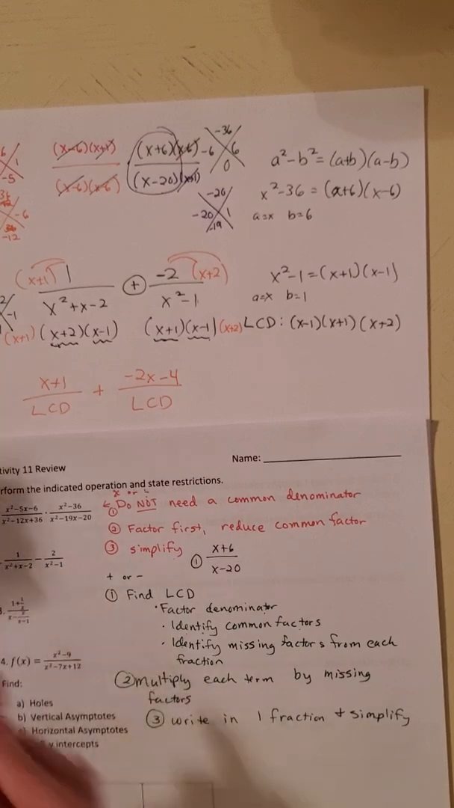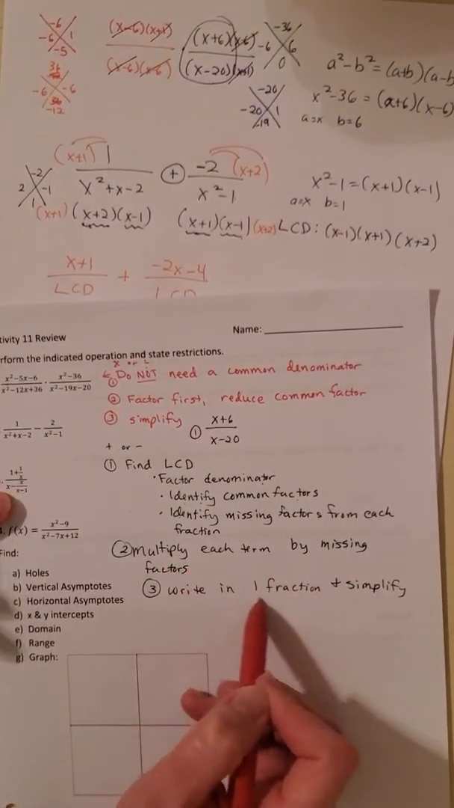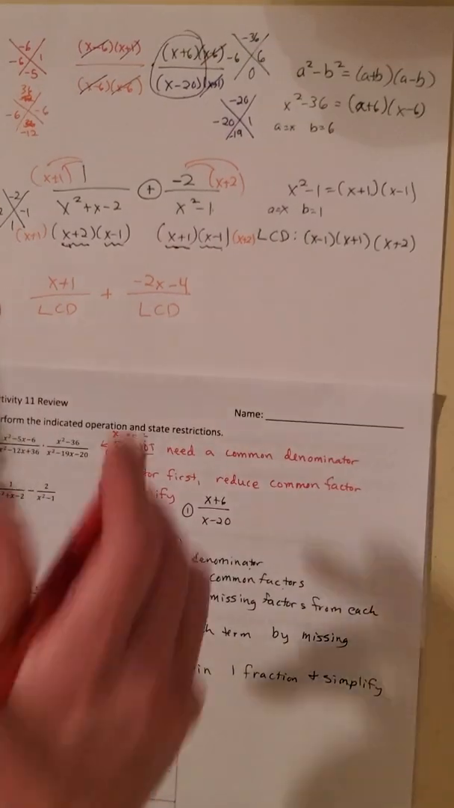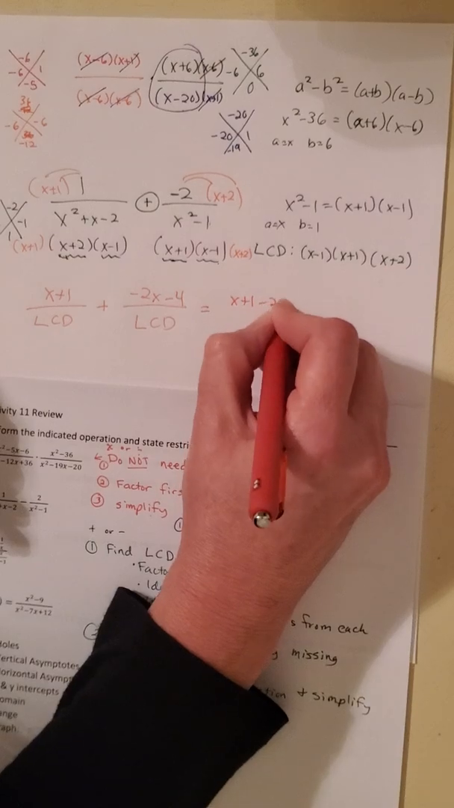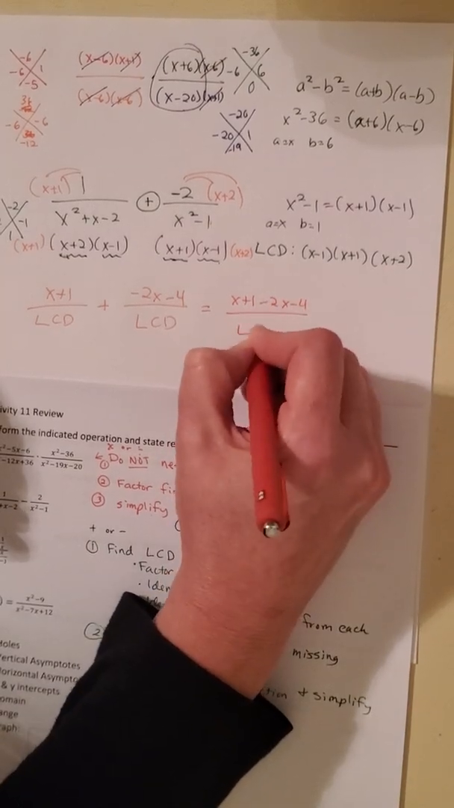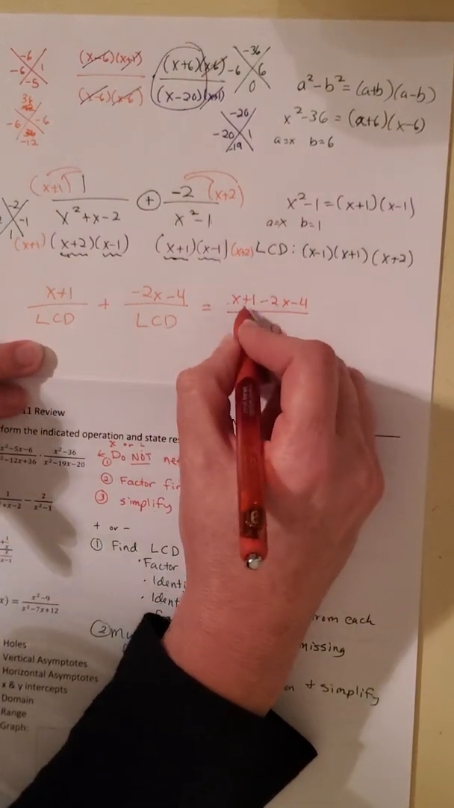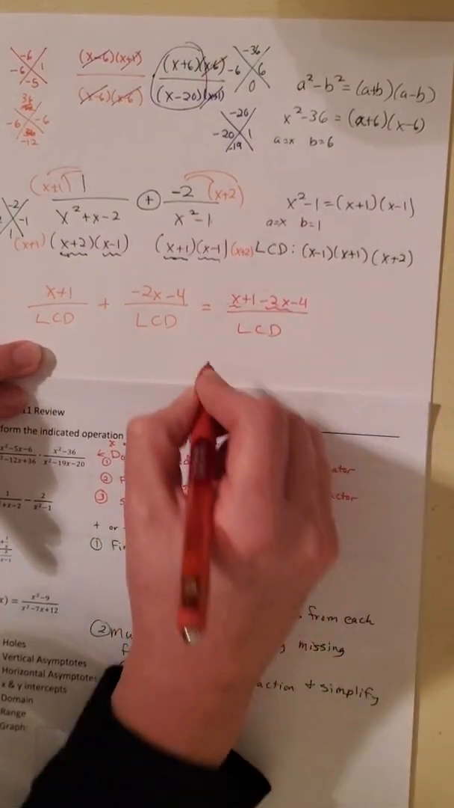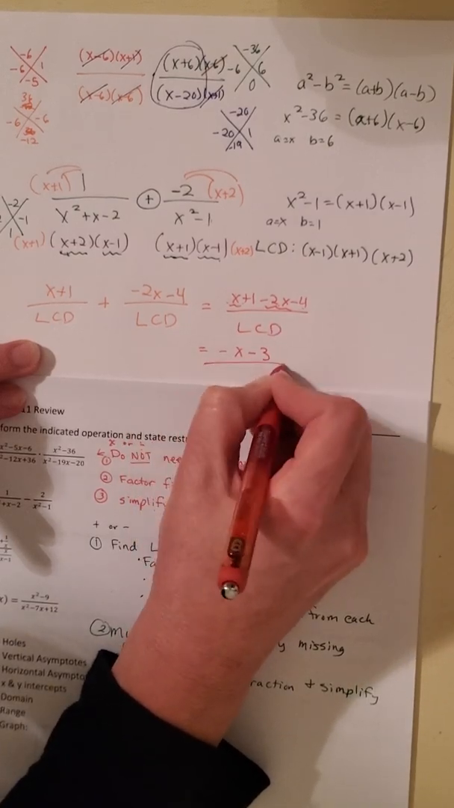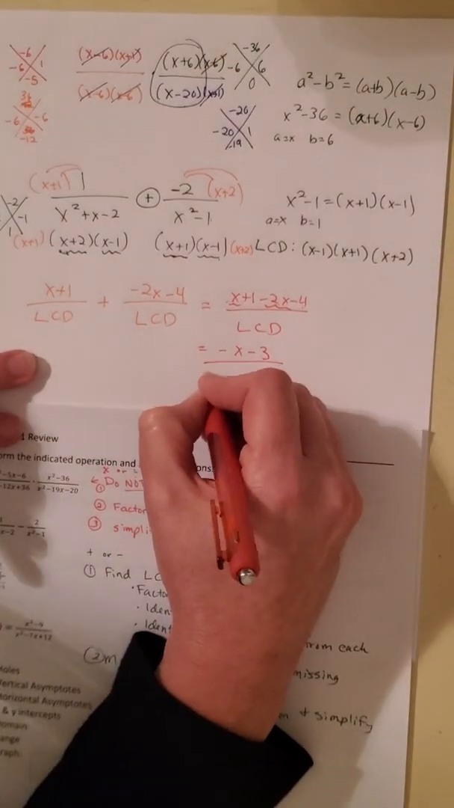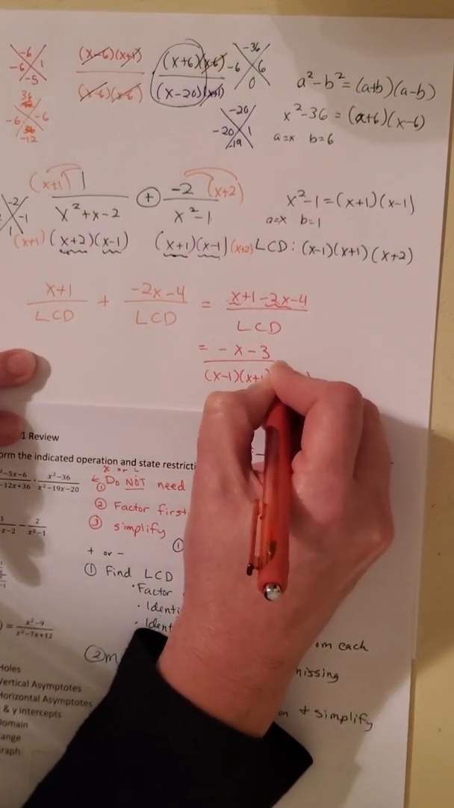All right, my next step is now that I've multiplied each factor, write in one fraction and simplify. So I'm going to write this in one fraction. So I've got x plus 1 minus 2x minus 4 over the LCD. And then combine like terms, which is simplifying. I've got an x and a -2x, that's -x, and that's minus 3 over my LCD, which was x minus 1, x plus 1, x plus 2.